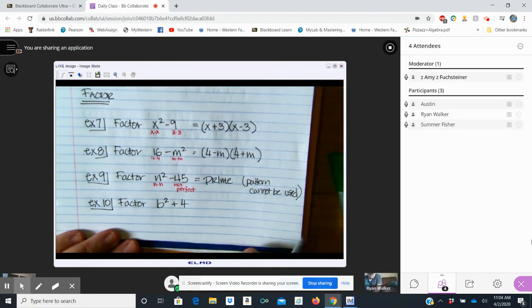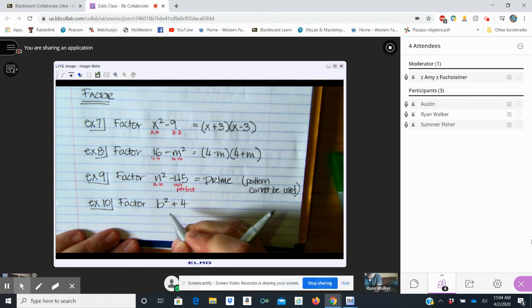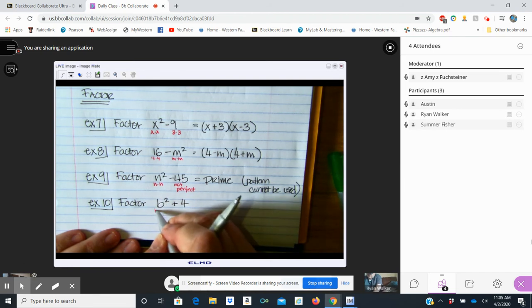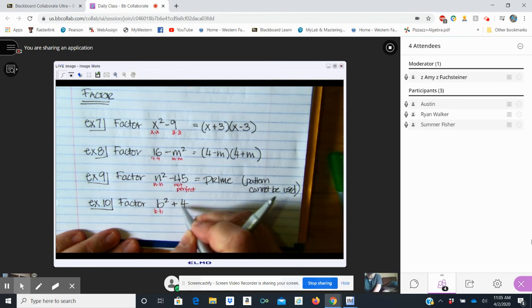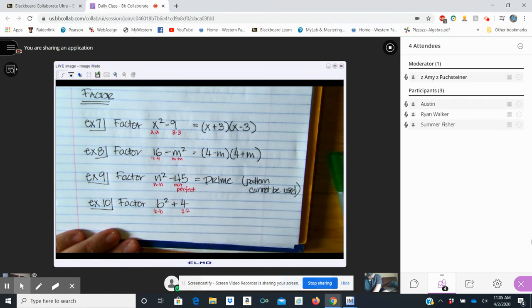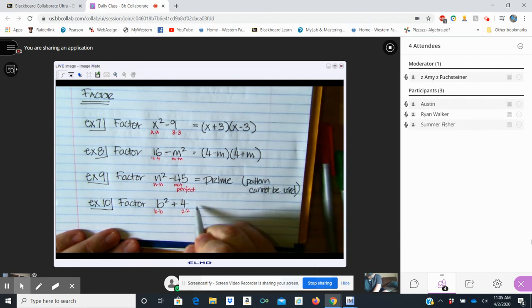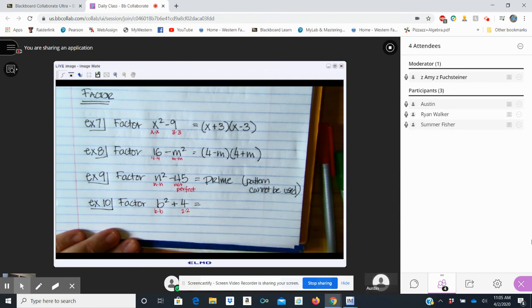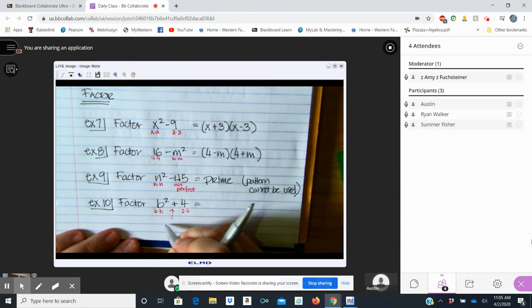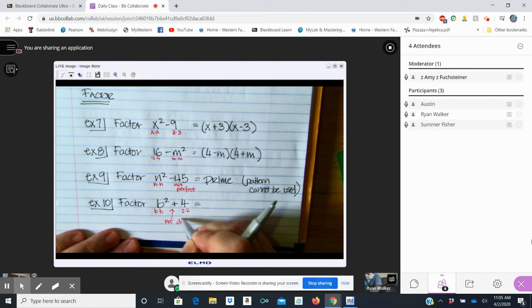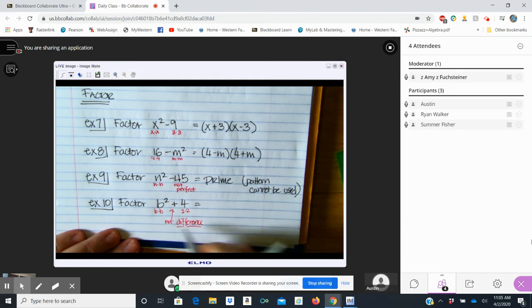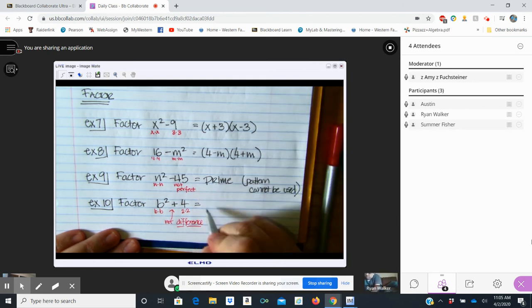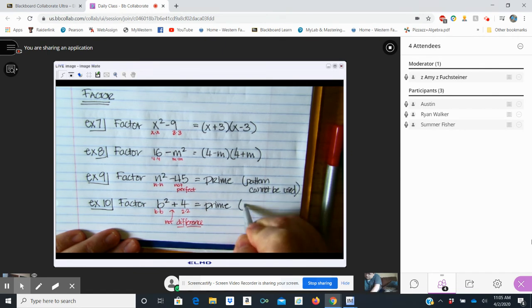Here we have b squared plus 4. B squared is b times b. 4 is 2 times 2. However, this is not the difference. And because it is not a difference, this is prime and the pattern cannot be used.